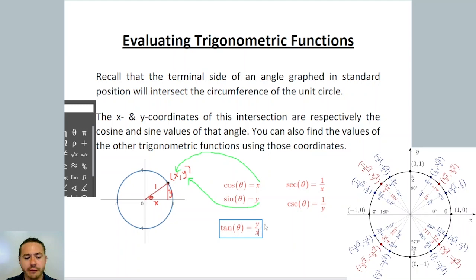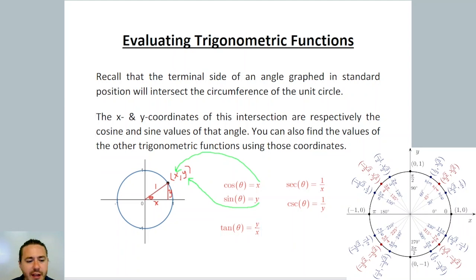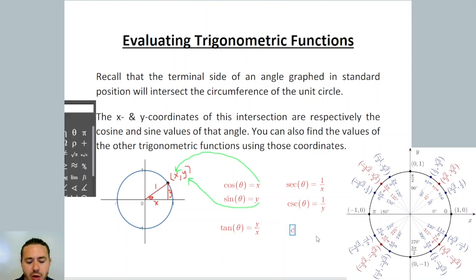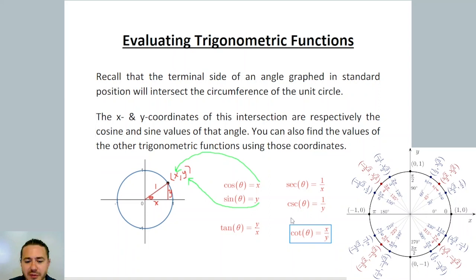And then finally, the reciprocal of tangent is cotangent, which will just be the reciprocal, so it'll just be x over y. Let's go ahead and type that out. The cotangent of theta is going to be x over y. All right. So that is about as far as the notes themselves are going to go here.